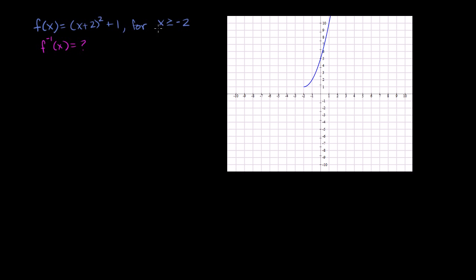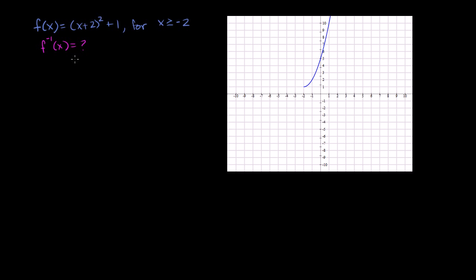And I'll leave you to think about why we had to constrain x to be greater than or equal to negative 2, and why it wouldn't have been possible to find the inverse if we had just left it as the full parabola. Maybe I'll make a future video about that. But let's just figure out the inverse here.